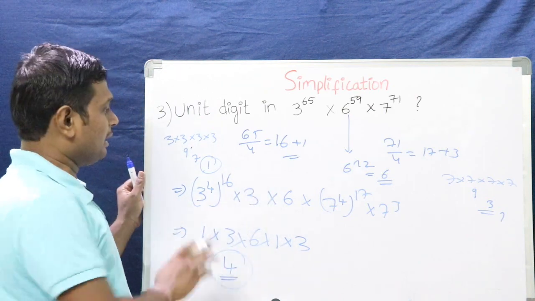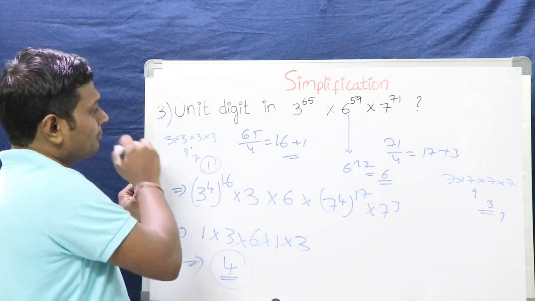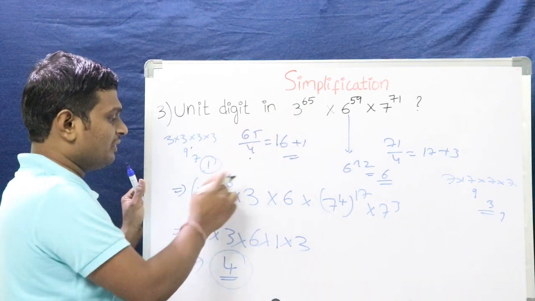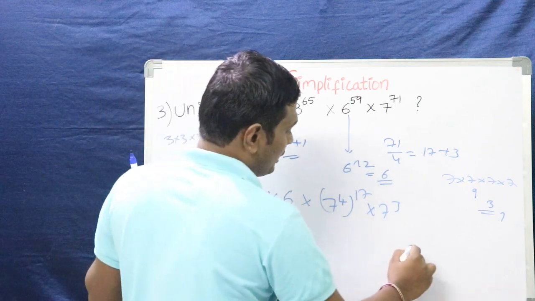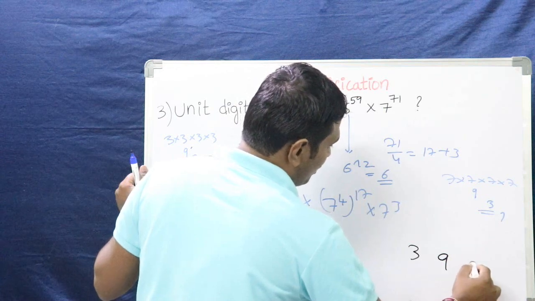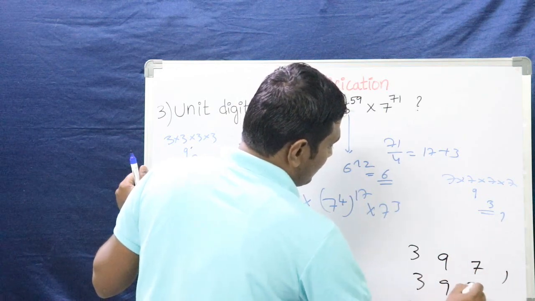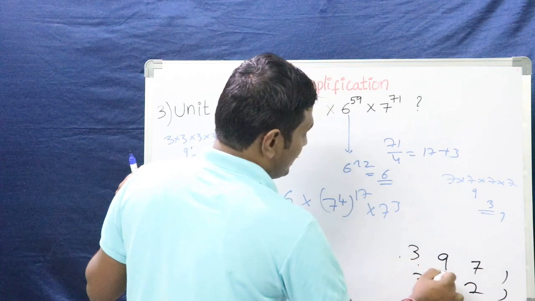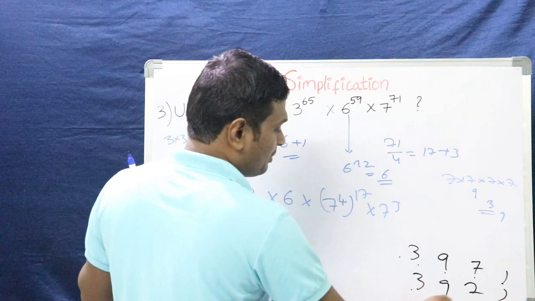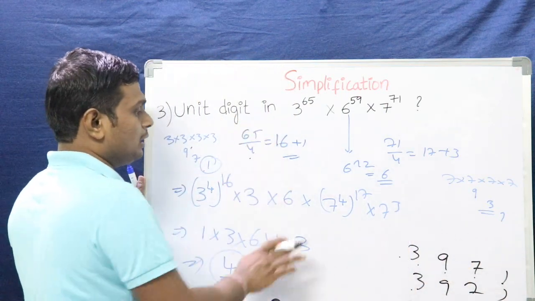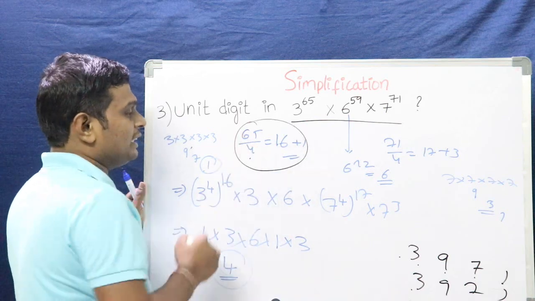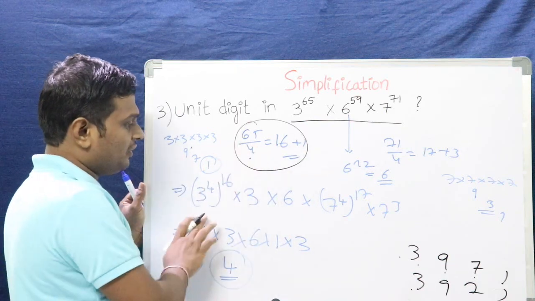I hope you got the problem. Let me explain it again. We need to write these terms in terms of 4. We have already discussed one concept, right? After 4, the pattern of the unit digits will be repeated, right? Like this, 3 to the power of 1 is 3, 3 square 9, 3 cube 27, 3 to the power of 4 is 1, again 3 to the power of 5 we will get 3, like that. So in order to simplify any problem with powers, we need to write it in terms of 4.